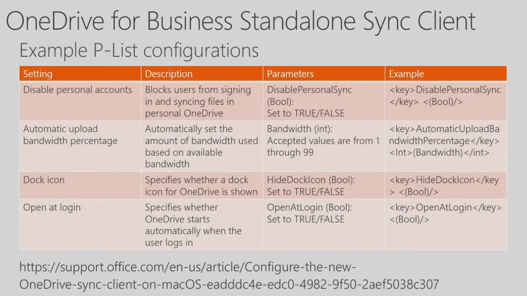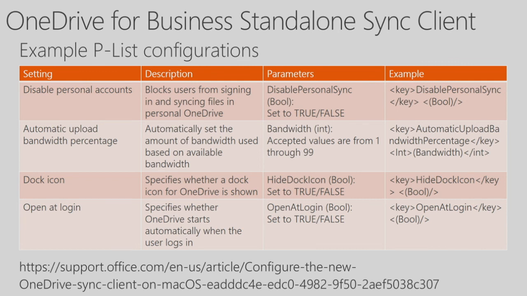There's also a bunch of plist configurations that you can run against the OneDrive for Business client. I've just put a couple on the screen here, but the full article's at the bottom of the deck. A good one that we always get in the Windows world is disabling personal accounts, because the OneDrive client can connect to a consumer as well as an enterprise OneDrive instance. You might want to disable that using the plist files.